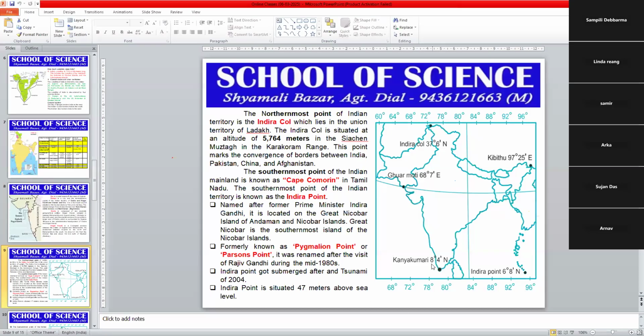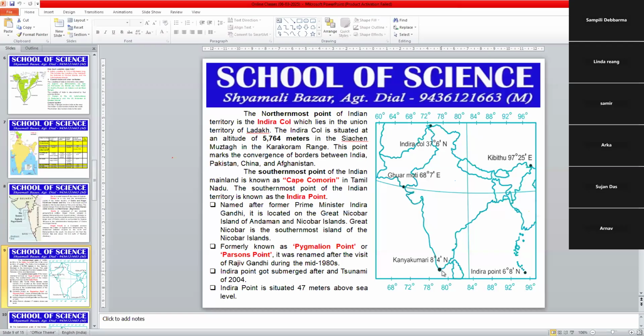Now let's see this point. There are two things you have to remember always. The southernmost point of the Indian mainland. If they ask what is the southernmost point of the Indian mainland, then the answer is Cape Comorin. Where is Cape Comorin? Here you see. This is Cape Comorin. The southernmost point of the Indian mainland is Cape Comorin, C-O-M-O-R-I-N. And where is Cape Comorin? It is in the state of Tamil Nadu.